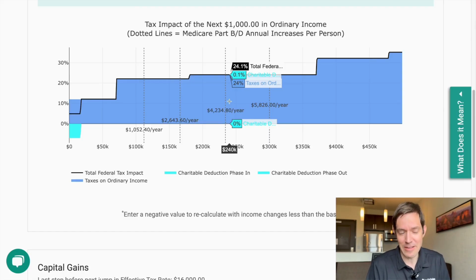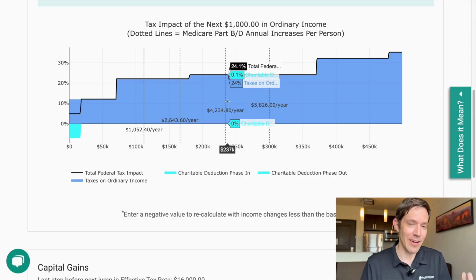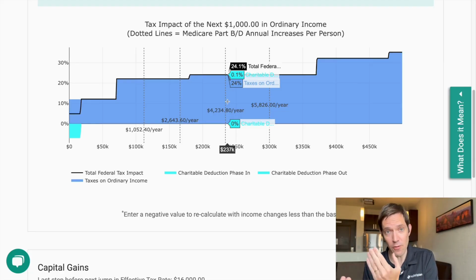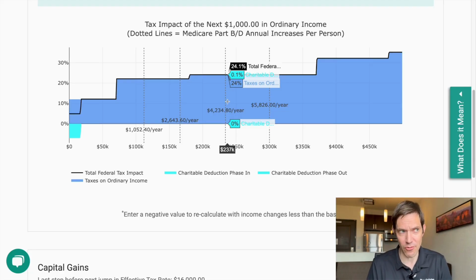So honestly, from a planning perspective, should we do much with it? I don't know. It does make a donor advised fund maybe a little more valuable, because if I'm giving to charity every single year and I have to get over that hurdle rate every year, that 0.5% hurdle rate, maybe it's more valuable to bring all my charity into 1 year with a donor advised fund.